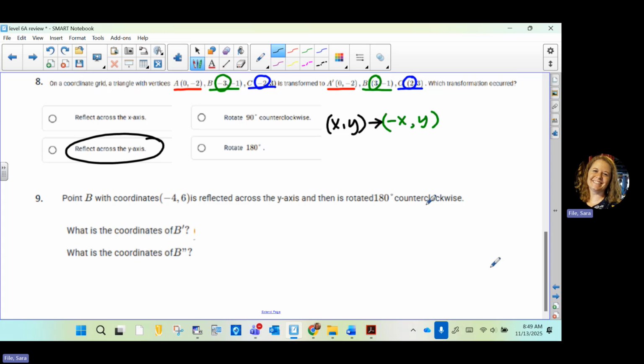All right, and number 9, it says point B has coordinates of -4, 6. It's reflected across the y-axis and then rotated. What are the coordinates of B prime and then B double prime? So they want us to do both of those. So I'm going to find the rule. We actually just said the rule, reflected across the y-axis. That's what we just did in number 8. We said the x is going to change signs, but the y is going to stay the same.